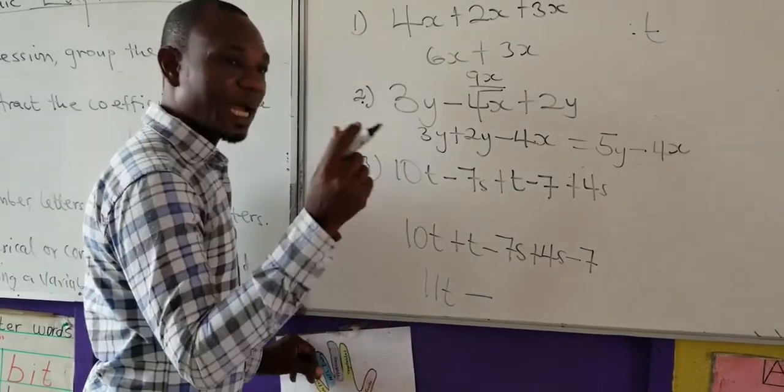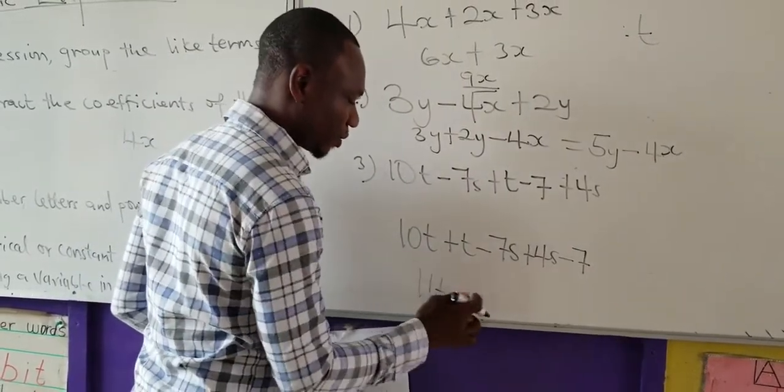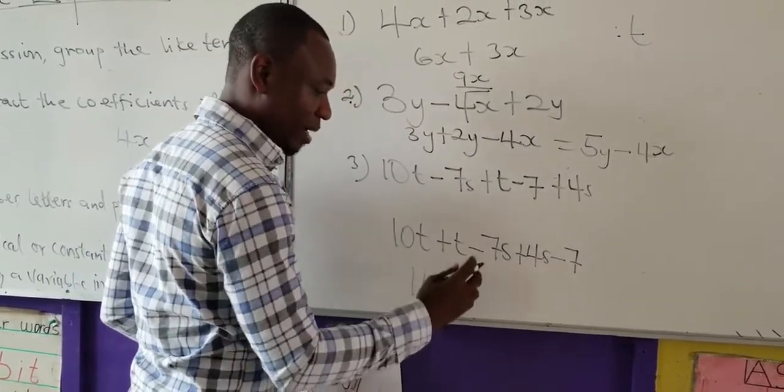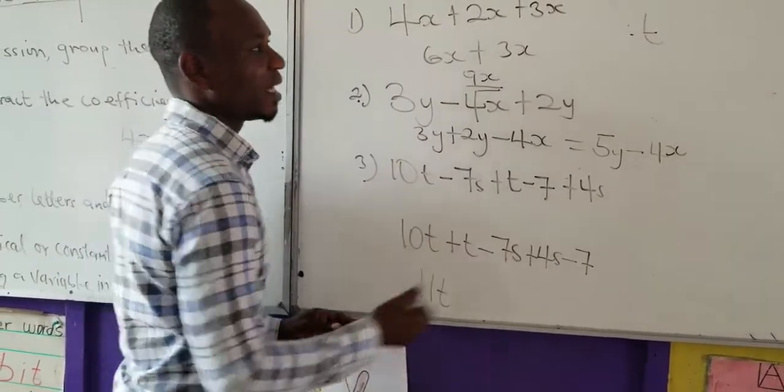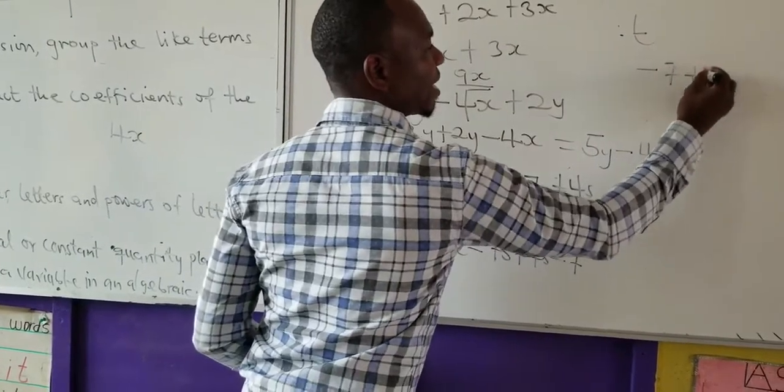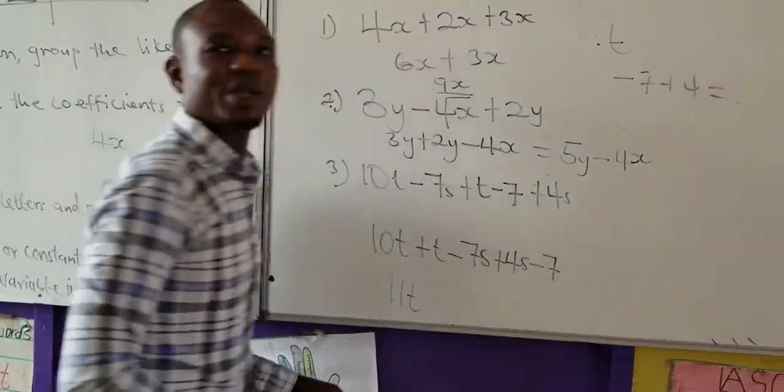Minus. Here you have to apply, excuse me, I wouldn't even bring the minus first. Here we are applying the integers. Remember, integers. We have negative 7 plus 4. I hope somebody can tell me the answer.